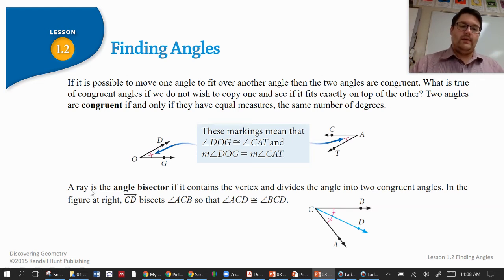And then the last thing here we've got is an angle bisector. In this case, in order to bisect an angle, it'd have to be a ray or a line or something like that. And that means, if you remember from the last video, bisect means to cut into two equal pieces. And so if ray CD is a bisector, that means that these two pieces there and there have to be equal. The angles themselves would be congruent.